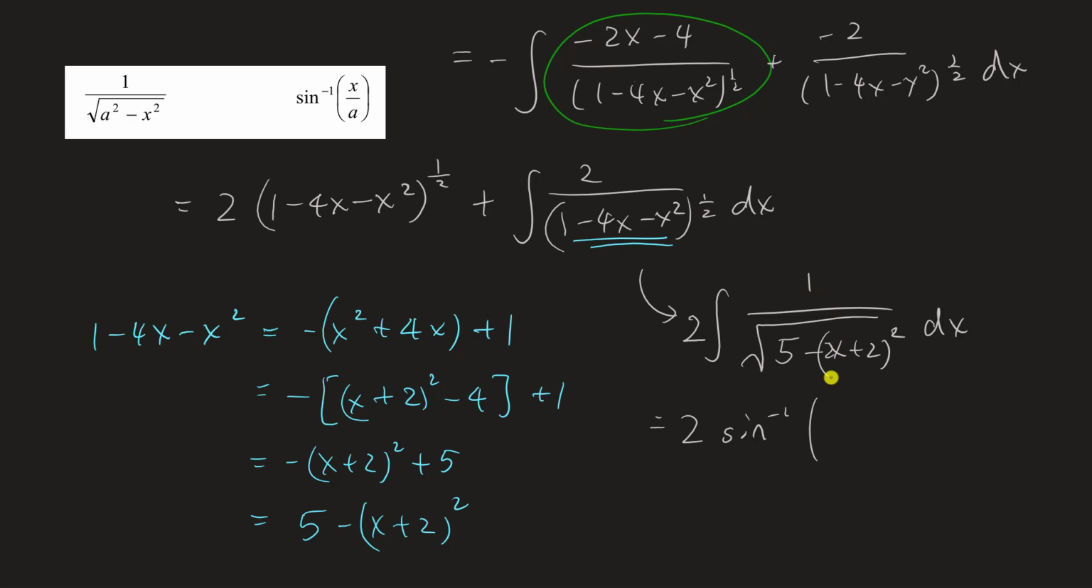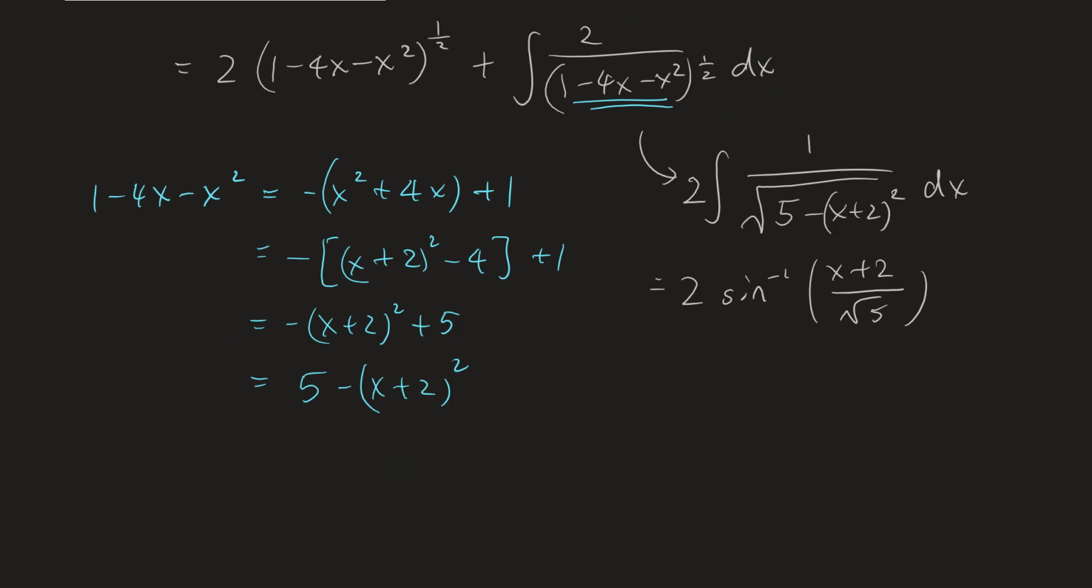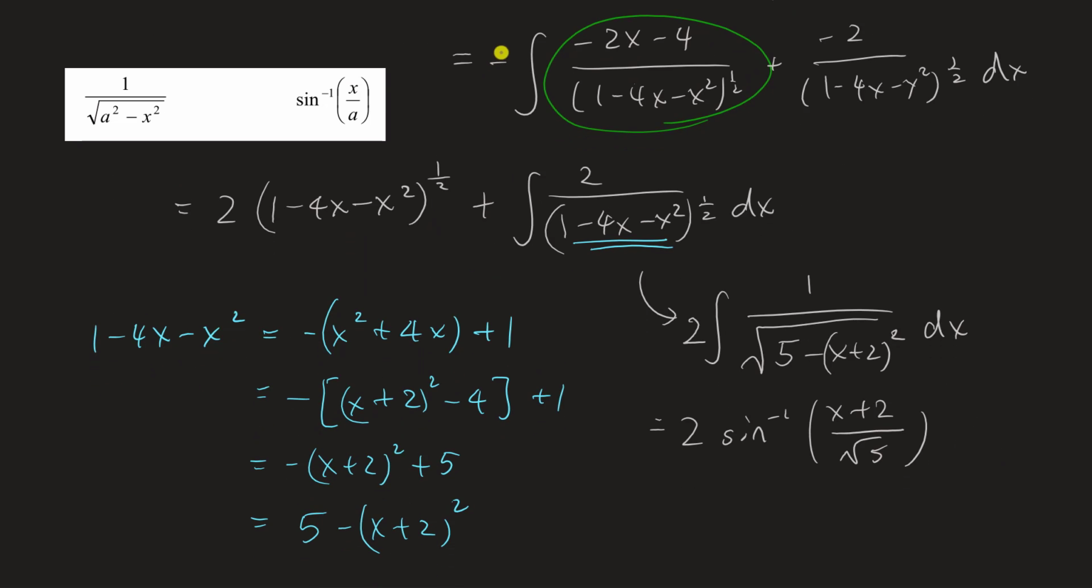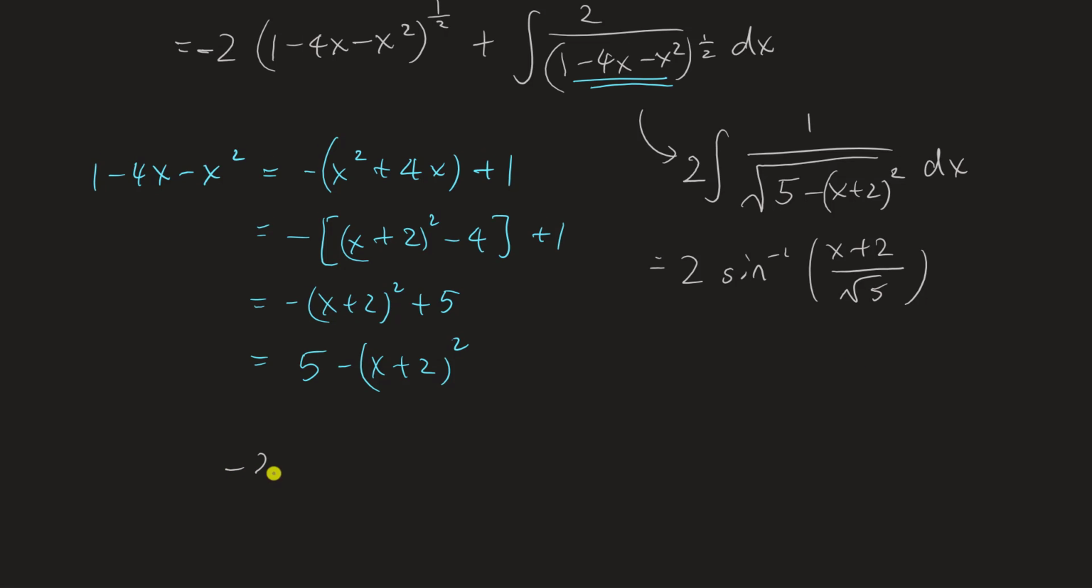If let's say there is a 2 here, upstairs has to be a 2. Okay, but in this case, this is just 1. So you are safe to write x plus 2 over a. In this case, a is root 5. So the final answer is just, oops, I left out a negative here because this is this. Negative is still on the outside. So the final answer is just negative 2, 1 minus 4x minus x squared power half plus 2 sine inverse x plus 2 over root 5 plus c.